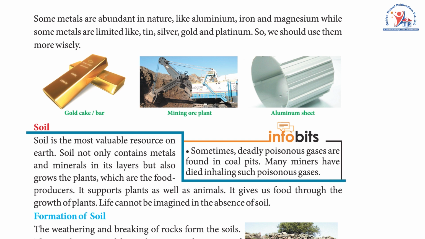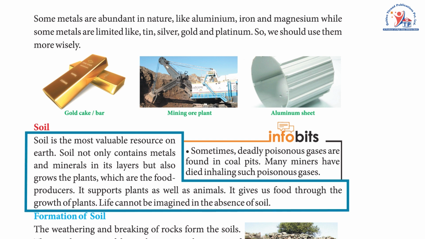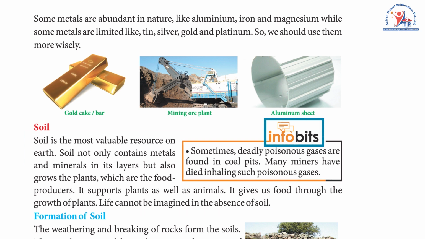Soil. Soil is the most valuable resource on earth. Soil not only contains metals and minerals in its layers but also grows the plants, which are the food producers. It supports plants as well as animals. It gives us food through the growth of plants. Life cannot be imagined in the absence of soil. Info bits. Sometimes deadly poisonous gases are found in coal pits. Many miners have died inhaling such poisonous gases.